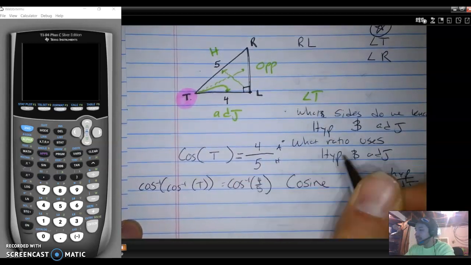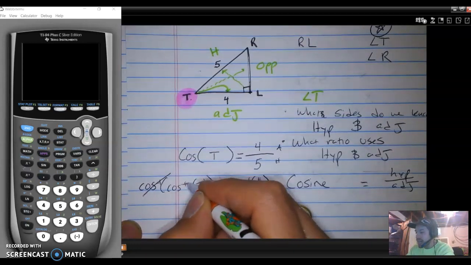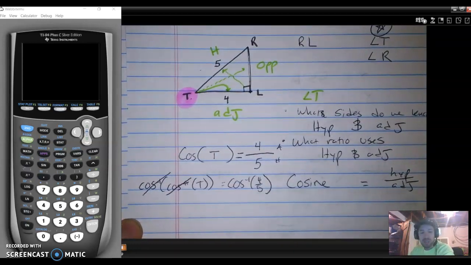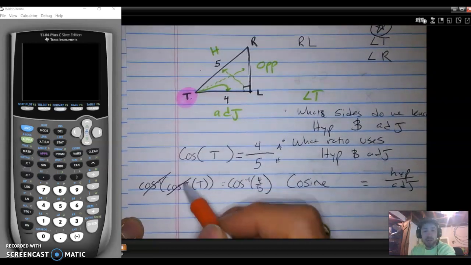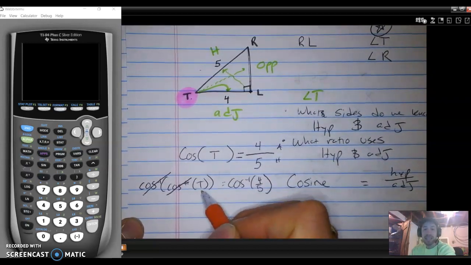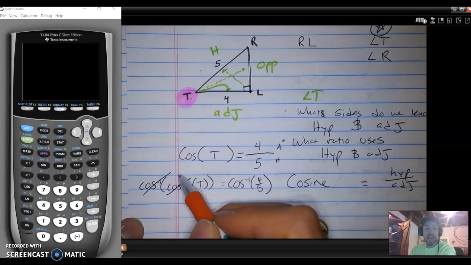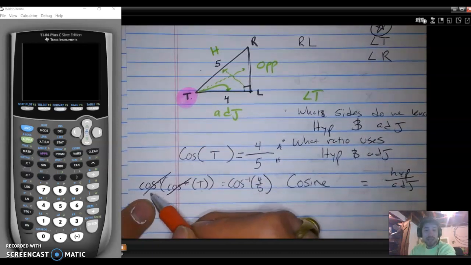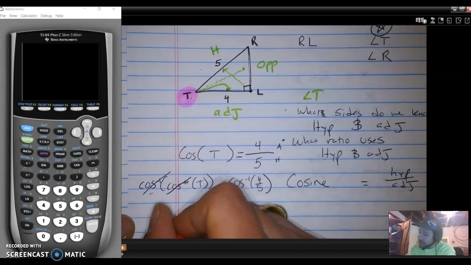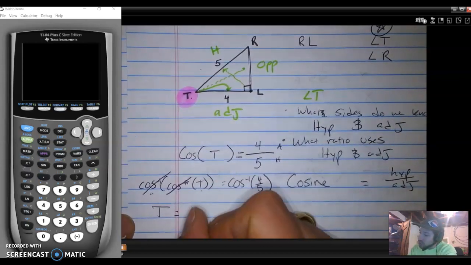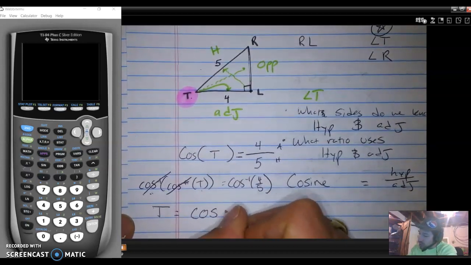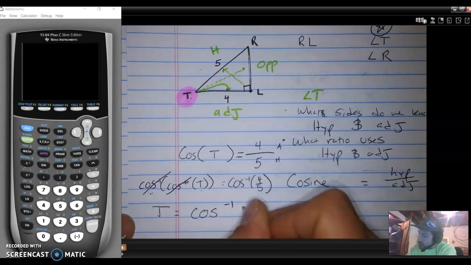What cosine inverse does is it cancels out our cosine. We can't divide away cosine, but we need to get rid of it. I need to get just T. Anytime you're solving for an angle inside of something, use its inverse. This gives me T is equal to cosine inverse of 4 over 5.